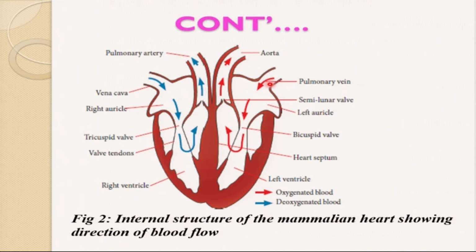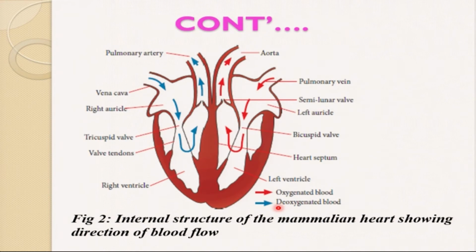Why is it that the arrows on the left side are red in color, but those on the right side are blue in color? The answer is this. This chamber of the heart carries the deoxygenated blood, the blood without oxygen. And that chamber of the heart, which has arrows that are red, indicates the chamber that carries blood with oxygen. The blood with oxygen is referred to as oxygenated blood. That's why I highlight here the arrow which is red and the arrow which is blue. The red one indicates oxygenated blood, and the blue one indicates deoxygenated blood.